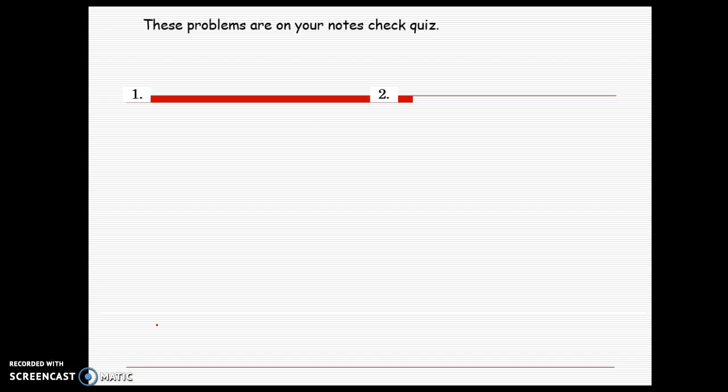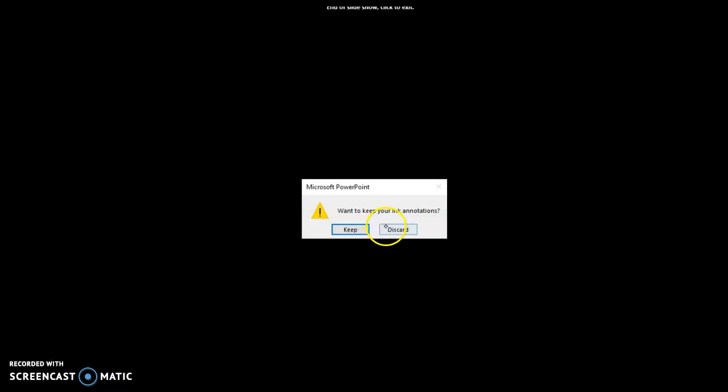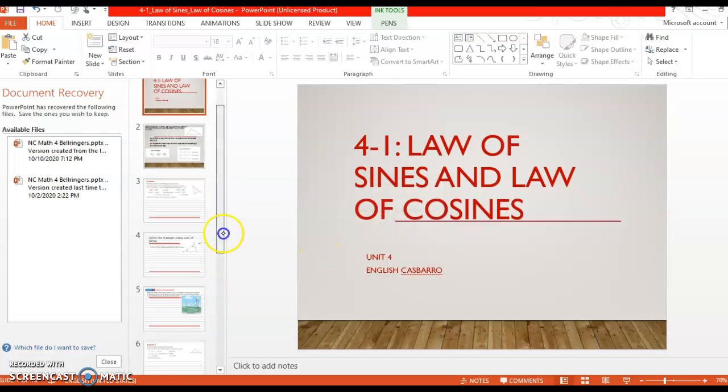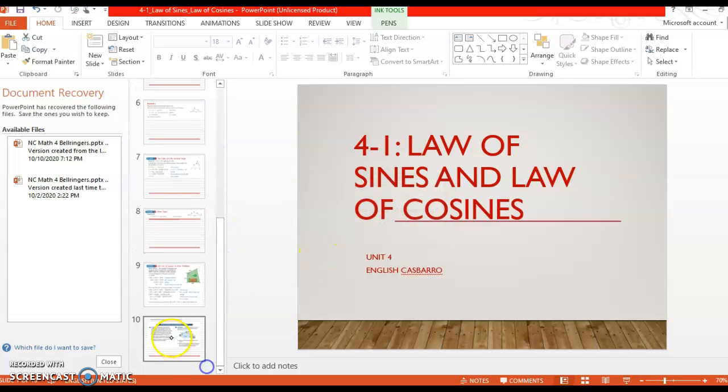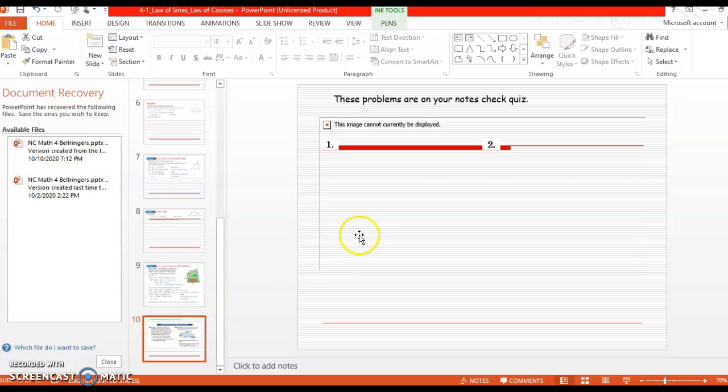So these problems are on your notes check quiz, only they're not appearing here. Let me see if they were, because I know I had them before, and we can't display the image. Anyway, there are two problems. There is a slide on your notes in the course that does have two problems on it, and those are the problems that I'm expecting to see on your notes quiz.